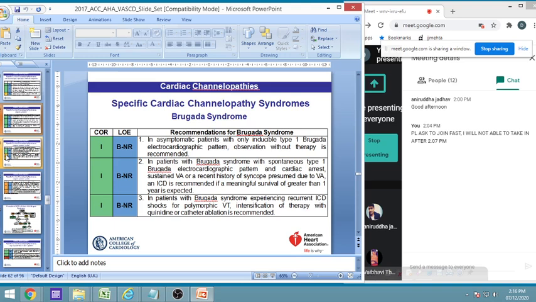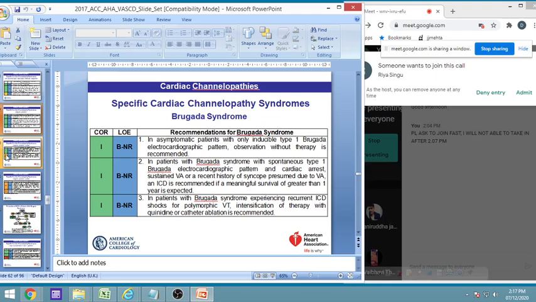Among cardiac channelopathies, there is one specific named syndrome, the Brugada syndrome. In an asymptomatic patient with only a type 1 Brugada ECG pattern, observation without therapy is recommended. But if there are symptoms showing cardiac arrest, ventricular arrhythmias or syncope, then ICD is recommended for meaningful survival of greater than 1 year. And if there are still shocks, in those cases go for quinidine or catheter ablation.